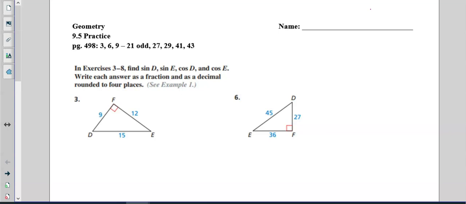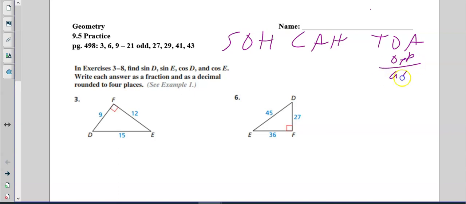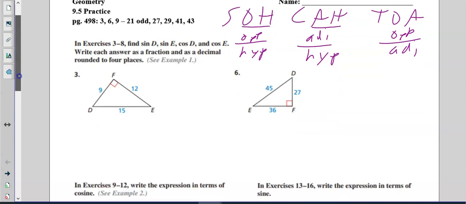All right, 9.5 practice. So we're dealing with sine and cosine here. Again, we're just going to remind ourselves of SOH-CAH-TOA. We already said that this is opposite over adjacent. Never hurts to refresh. O is opposite over hypotenuse, and A is adjacent over hypotenuse. So these are the only two that deal with the hypotenuse of a right triangle.